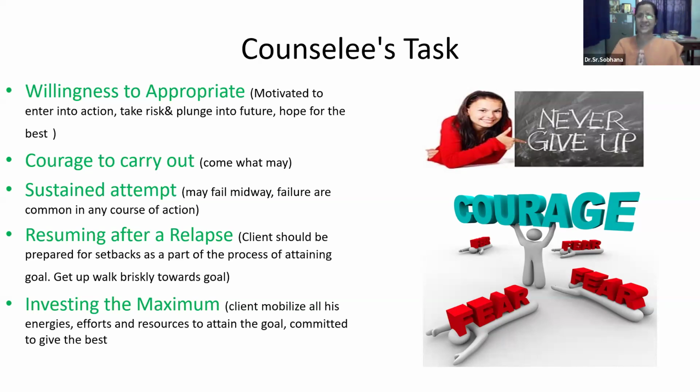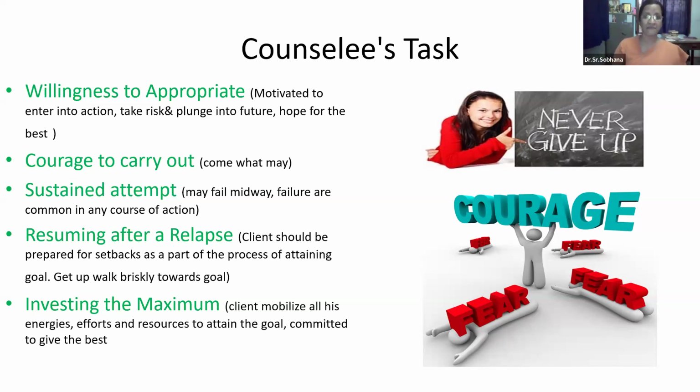Give them a correct answer, saying, come on, let us be courageous. Come on, carry this out. The outcome is going to be different. It's something supportive for you. Then sustained attempt. Maybe midway we might fail. Failures are common in any course of action. Take failure as a stepping stone for success, as we speak. So a type of encouragement is needed. Even if you fail, let's go ahead.